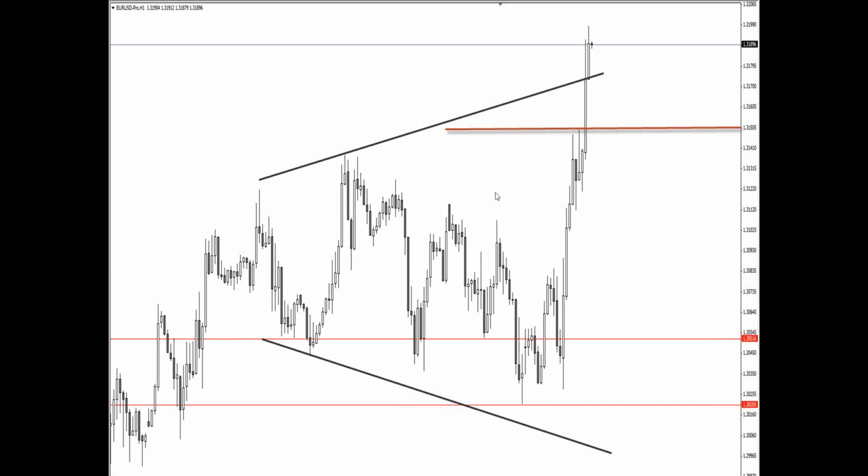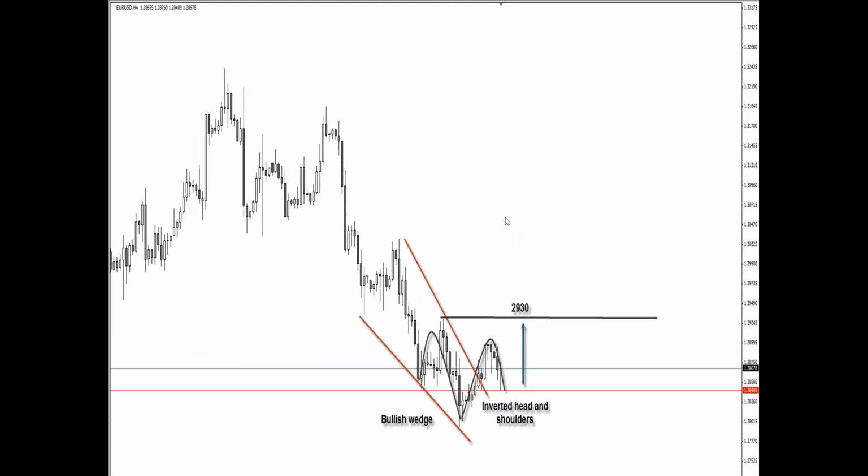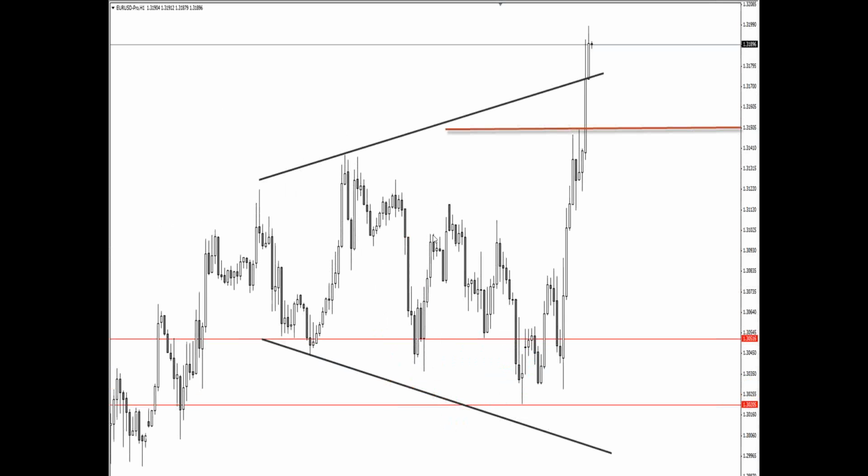Draw the neckline of the pattern, which represents a support level. The head and shoulders formation is not completed unless it is broken. So we need to observe the breakthrough of the neckline carefully. That is a very successful pattern if we know how to use it. So always wait for the neckline and then trade it.